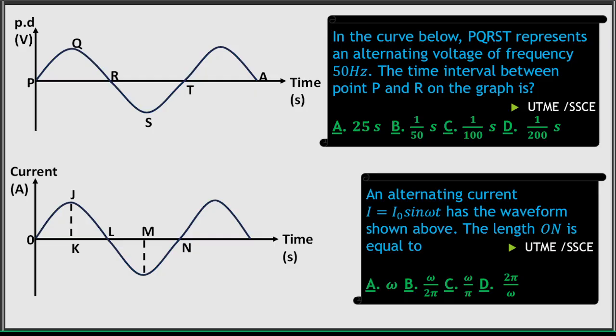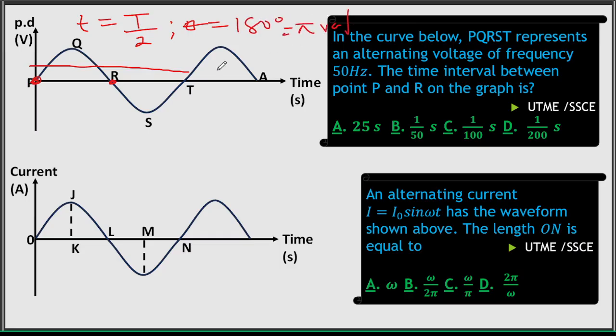All right, let's take a look at these other questions. In the curve below, PQRST represents an alternating voltage of frequency 50 Hz. The time interval between point P and R. They are asking us about point P and point R, and this is half a cycle. Remember, one full cycle is from here to here, which is 360 degrees. So half a cycle means t will be period divided by 2, and theta will be 360 divided by 2, which is 180 degrees, or pi rad.